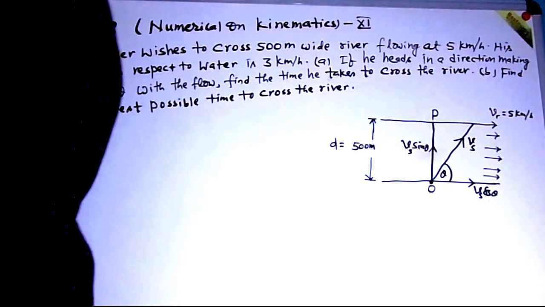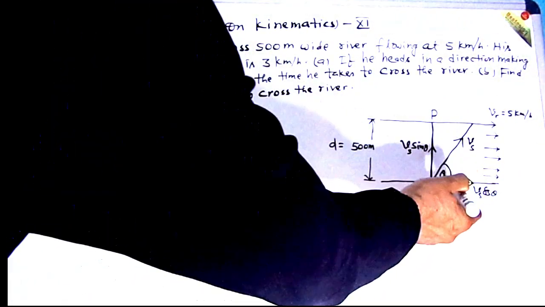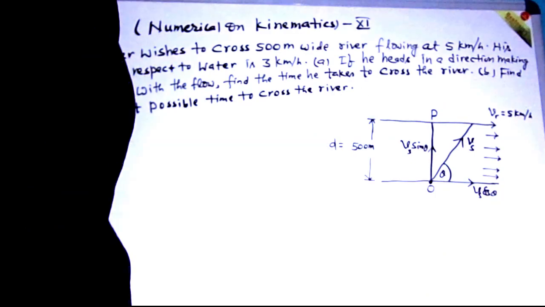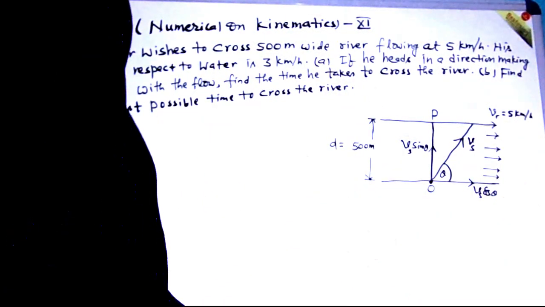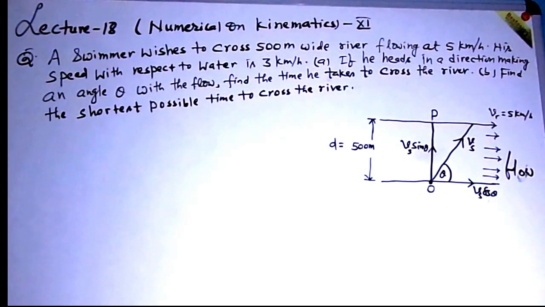But if he heads in a direction making an angle theta with the flow, look here, if the swimmer heads his direction at an angle theta with the flow, this is the direction of flow of water according to the question. Then the question is telling you to find the time he takes to cross the river. How much time in this case can the swimmer take to cross the river?